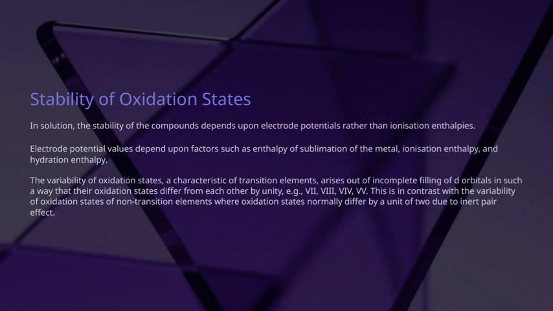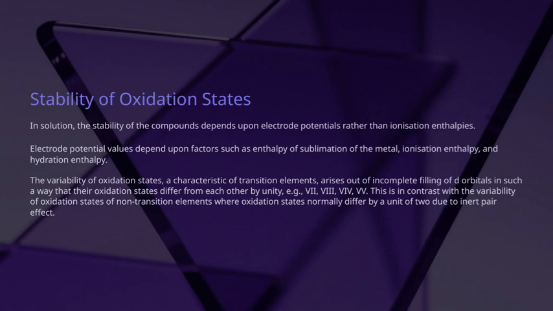Now, when we consider electrode potential values, these depend on several factors. Key among them are the enthalpy of sublimation of the metal, the ionization enthalpy, and the hydration enthalpy. These factors influence how easily a metal can lose or gain electrons in various conditions. In solution, however, the stability of compounds doesn't just depend on ionization enthalpies. Instead, it's primarily governed by electrode potentials. These potentials give us a measure of how stable a particular oxidation state is within the environment of an aqueous solution.